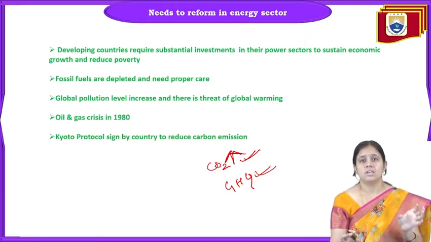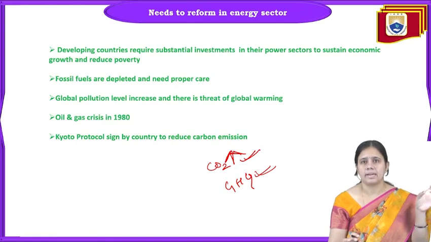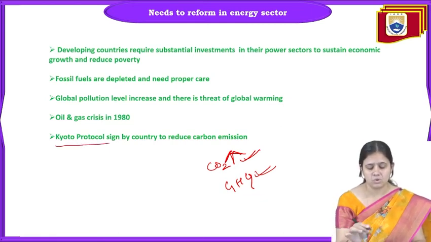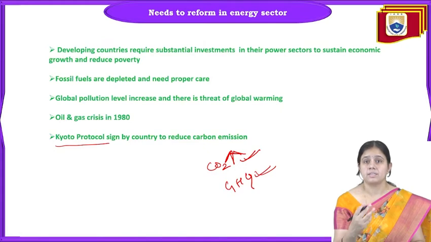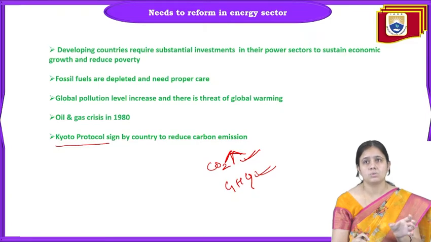So, the oil and gas crisis happened in 1980, and after that, all countries signed the Kyoto Protocol to reduce their carbon emissions, because only by reducing carbon emissions will a country get development. India has also signed that Kyoto Protocol. This protocol is only about reducing greenhouse gas emissions for every country.